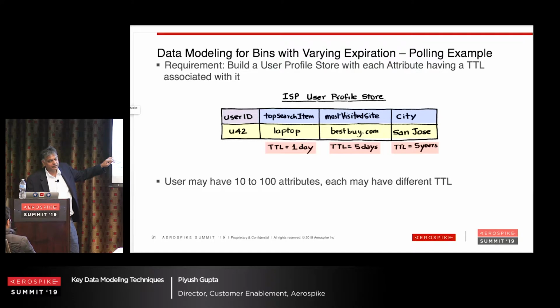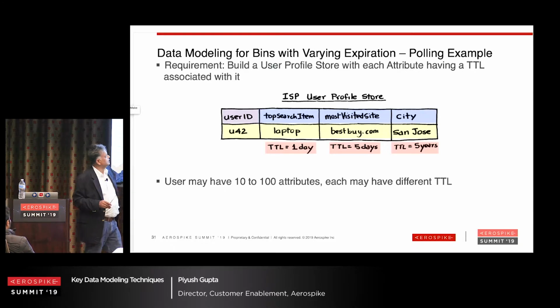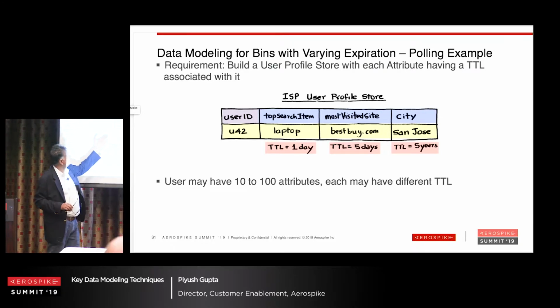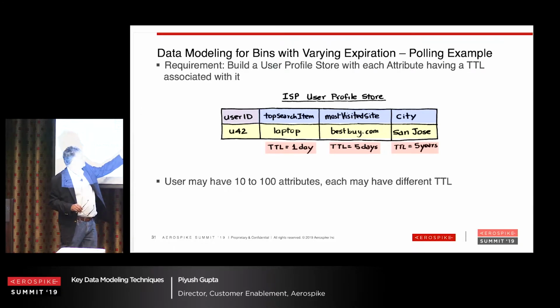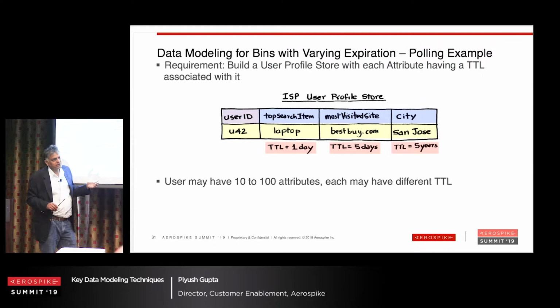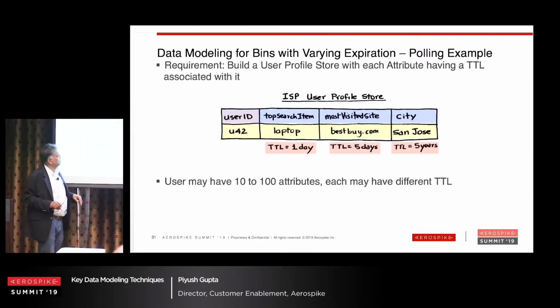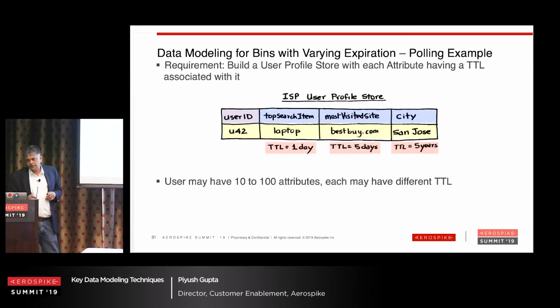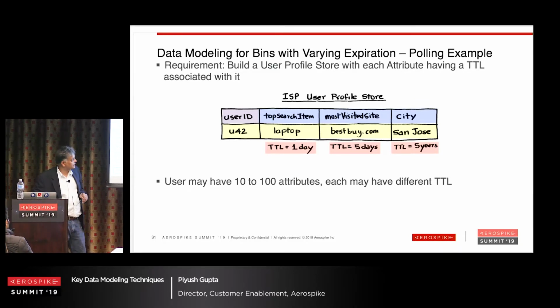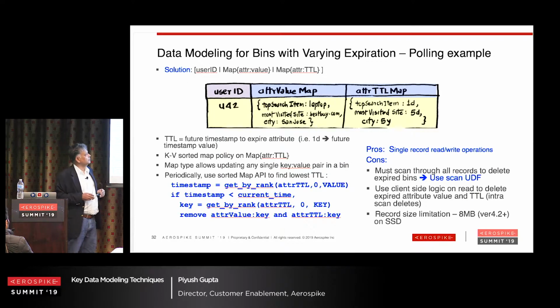If you're not going to do record UDFs, then you have to poll, right? And how does polling work? So I'll give you an example for polling. Let's say I have a user who's searching for items and visiting certain sites and lives in a city. And for each of them, I want a different TTL. So I want to expire this in a day, 5 days, and 5 years. Obviously, I cannot do it at the record level, right? Because we only have one TTL at the record level. So how do I do it?